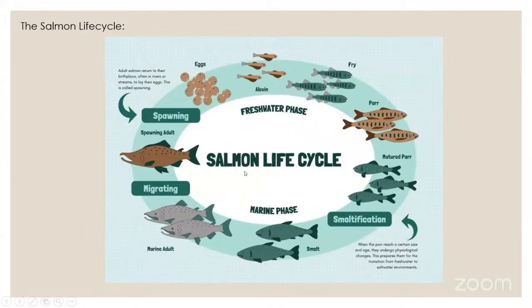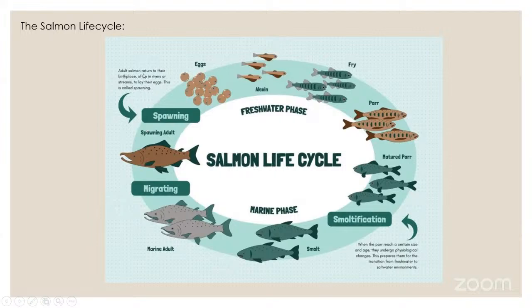The other fish that we are going to discuss is the salmon. What is the life cycle of salmon? It has two phases, a freshwater phase and a marine phase. If you see the salmon life cycle, once they lay eggs, then alevin, then fry, parr, mature parr. These are the different names.